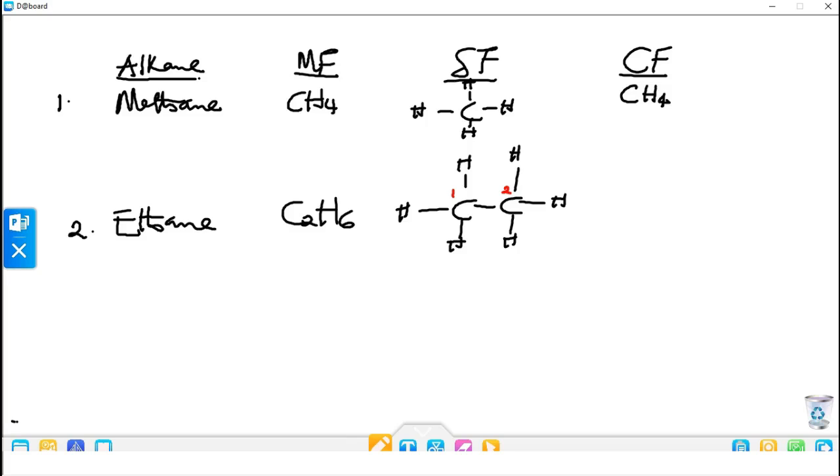What about the condensed formula? The condensed formula is going to be just like the word sounds, condensed. We are trying to compress it, that is, condense the structural formula. So trying to condense it is CH3, CH3. That is to say, we are trying to compress the structural formula together. That is what we refer to as the condensed formula. So, having seen that, let us take a look at the 3rd member of the alkane family, that is propane.